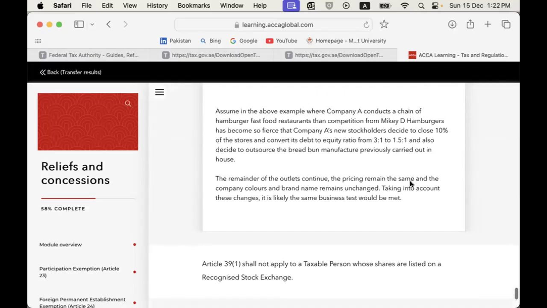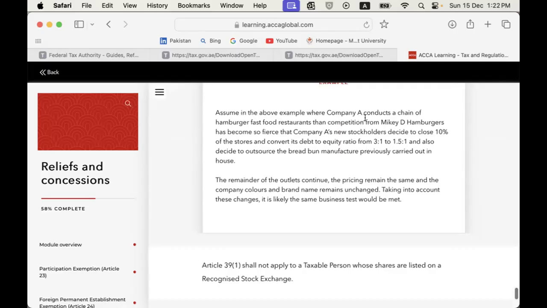Okay. Assume that in the above example where company A conducts a chain of hamburger fast food restaurants, competition from Mickey D hamburgers has become so fierce that company A's new stockholders decide to close 10% of the stores and convert its debt to equity ratio from 3:1 to 1.5 to 1, and also decide to outsource the bread bun manufacture previously carried out in-house.